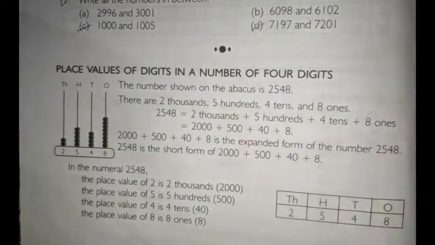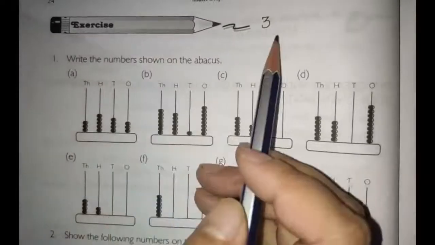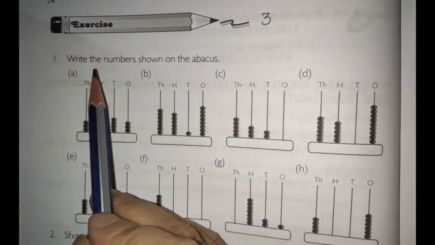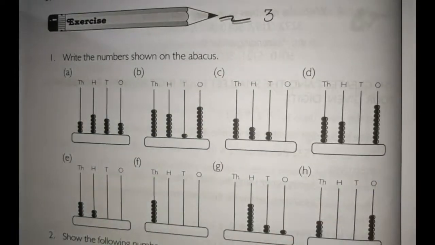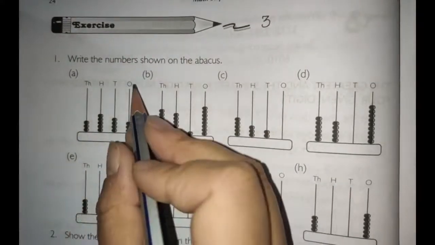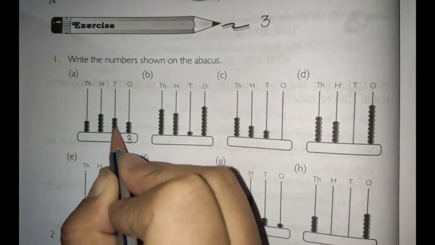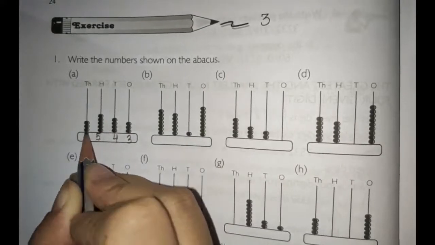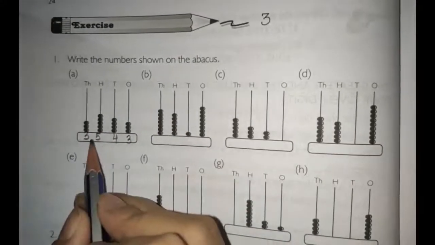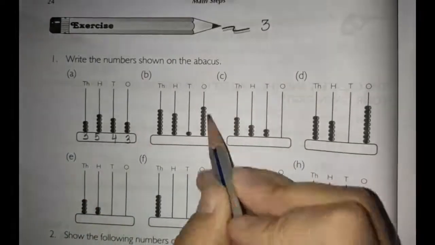Now let us move to exercise 3 from chapter 2. See, I have already told you that we have to write the number shown on the abacus. So let us write the number shown on the abacus. Let us count the beads from the ones position. 1 2 3, 1 2 3 4, 1 2 3 4 5 and 1 2 3. So the number we have got is 3543.